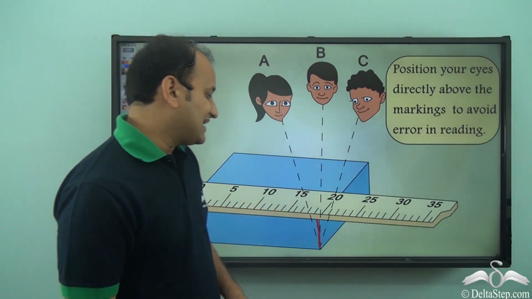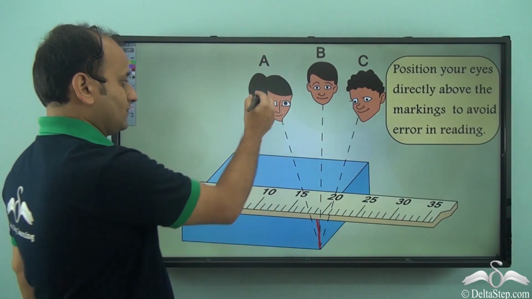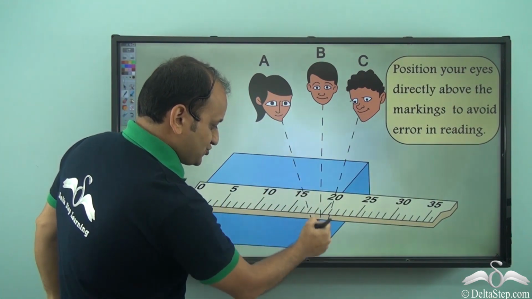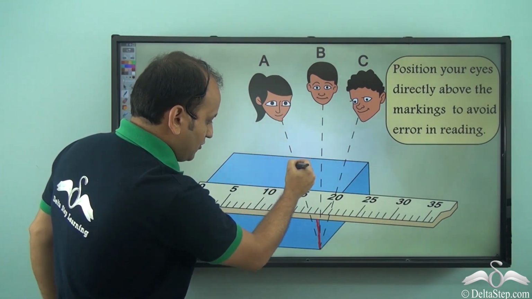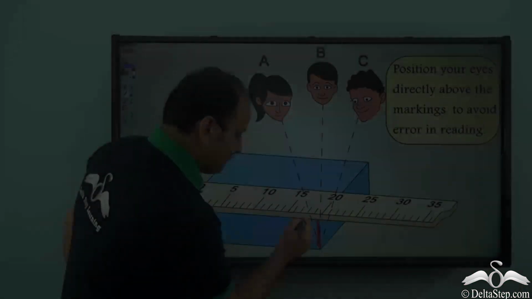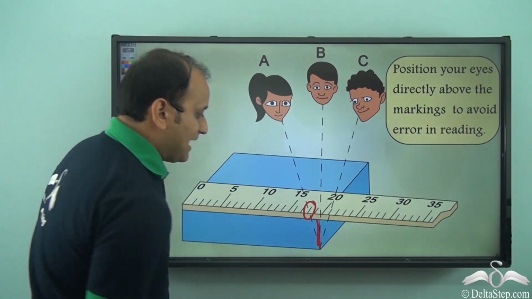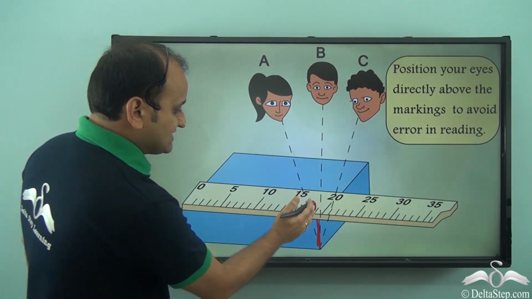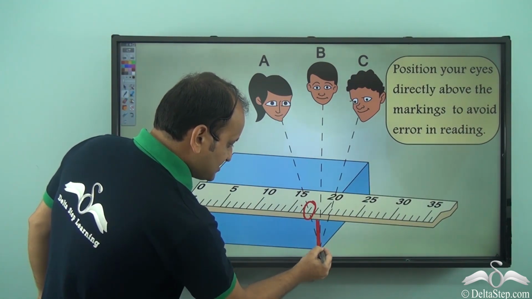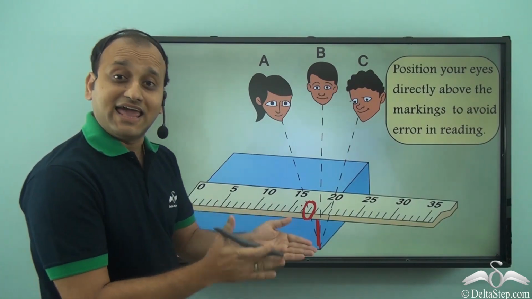Now, what exactly is happening? When you are looking from this particular side, we always see in straight lines. So, what is happening? From here, you are trying to match this particular edge, and where exactly is your vision seeing the match? On this particular side. What exactly is happening? Because you are seeing straight from here, this edge is matching with this particular division on the scale, which is 18.